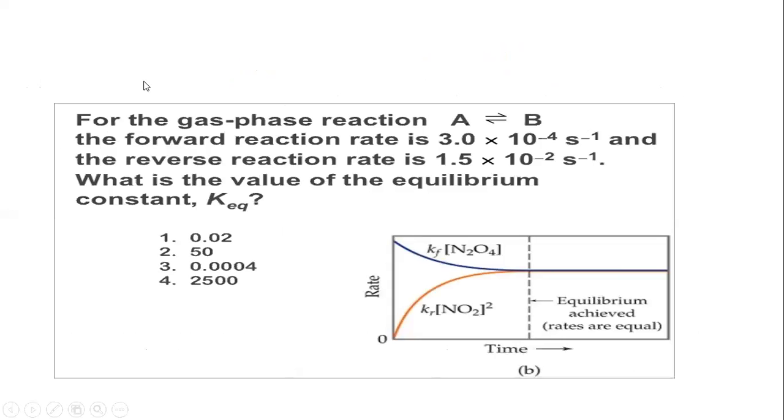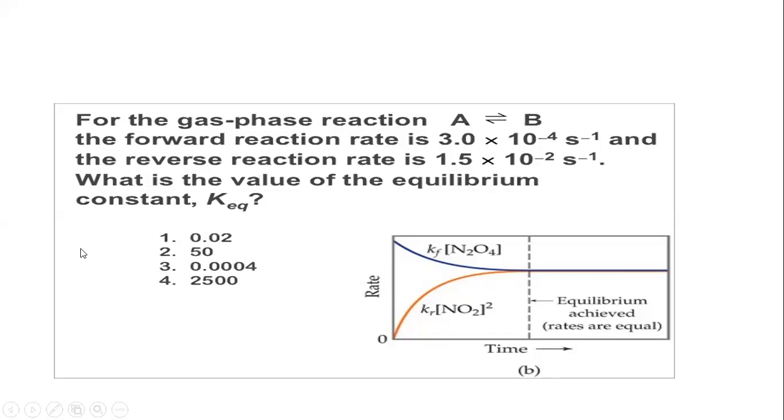And here we are today. Today we are going to do much more of problem solving. So our first problem is here. We have a reaction that is A being converted to B. So the forward reaction rate, that is Kf, is 3.0 times 10 to the minus 4 per second. And then the reverse reaction rate is 1.5 times 10 to the minus 2 per second. What is the value of the equilibrium constant Keq?